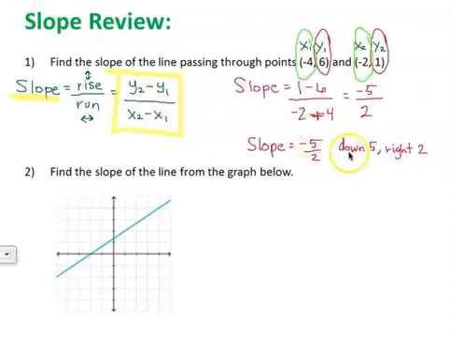So again, the number on top tells us up or down. Since it's negative, we go down 5. The number on the bottom tells us left or right. Since it's positive, we're going right 2. So that's how we find the slope when we're given 2 coordinates.